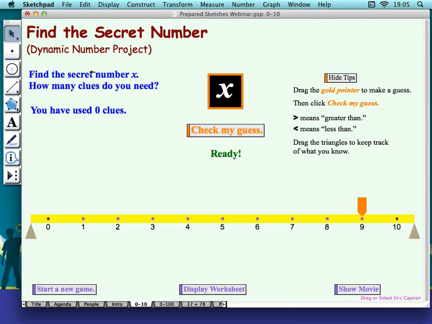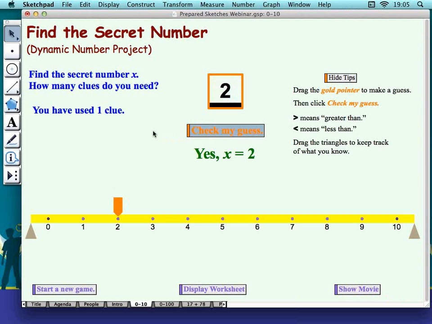We are supposed to find the secret number. How many clues are we going to need? We can make a guess by moving the gold pointer anywhere we like. One of the objectives of this activity is for students to develop their thinking about how they actually find the secret number. But let's go through it first without worrying about strategies. I think the number's probably 2, so let me make that my guess. Checking. Oh, goodness. Boy, am I good at this.